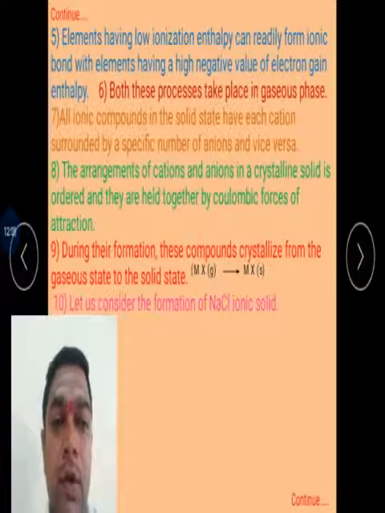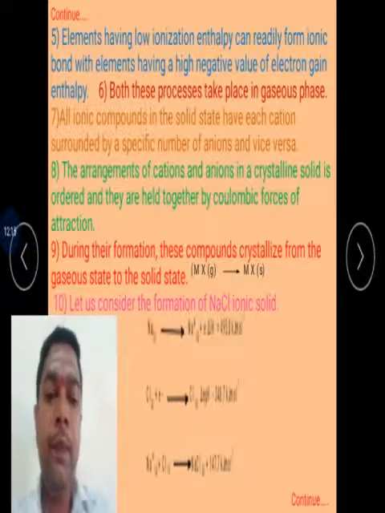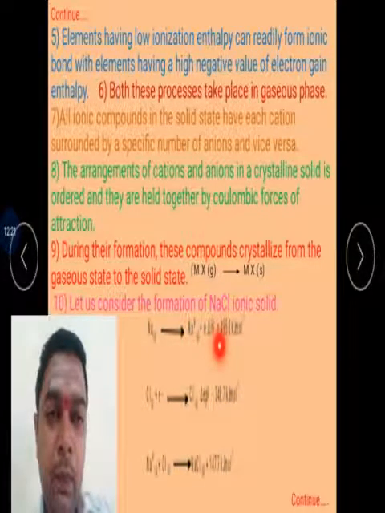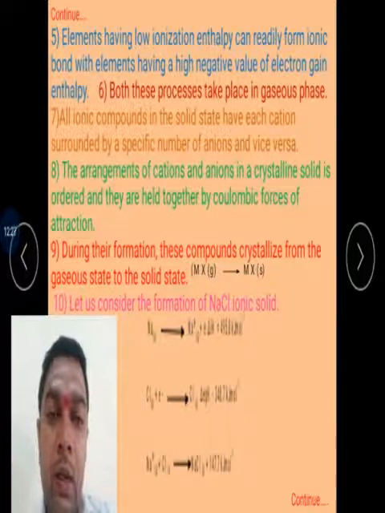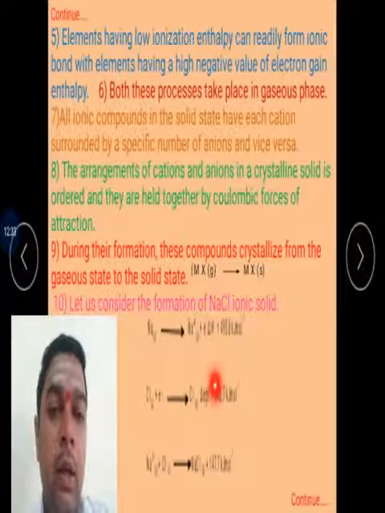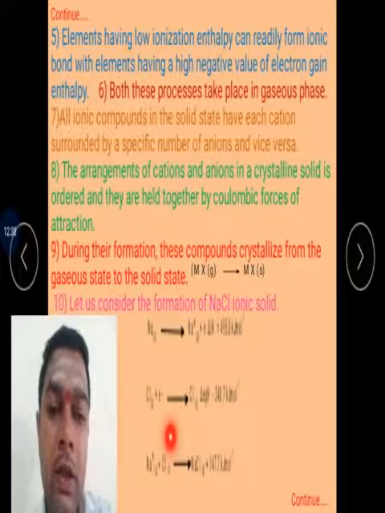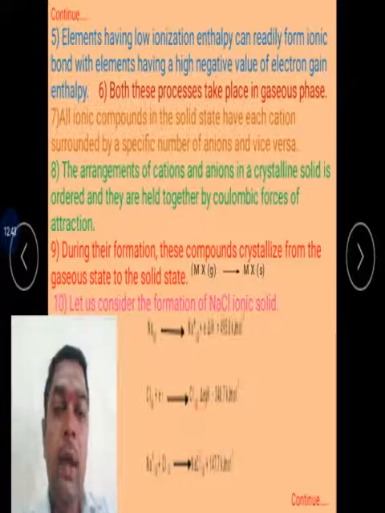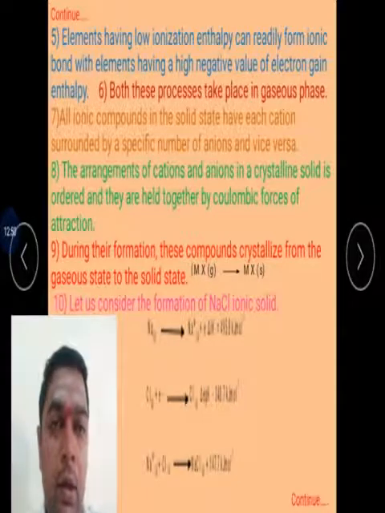Let us consider the formation of solid NaCl. Sodium is present in a gaseous state. It removes its outermost electron and forms Na+, in the gaseous state, as one electron is removed. Chlorine attracts one electron and forms Cl- gas. This is the ionization enthalpy and this is the electron gain enthalpy. Gaseous Na+ combines with gaseous Cl- to give gaseous NaCl, and when energy is released, it forms solid NaCl ionic compound.